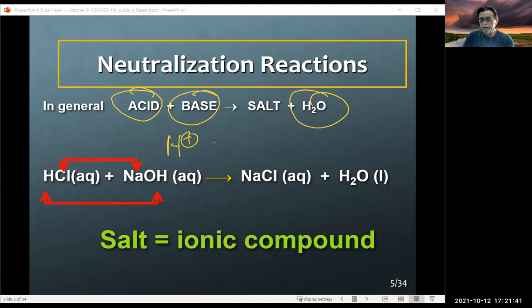Proton plus the hydroxide ion react to form water. So you are neutralizing the acid by adding base, or you're neutralizing the base by adding acid, okay? And so give this some thought.